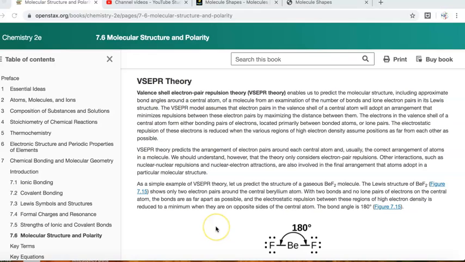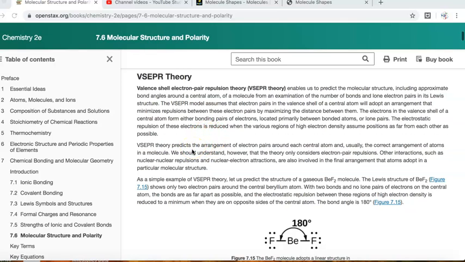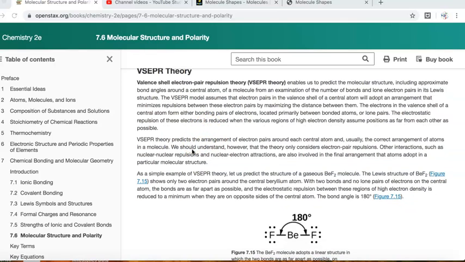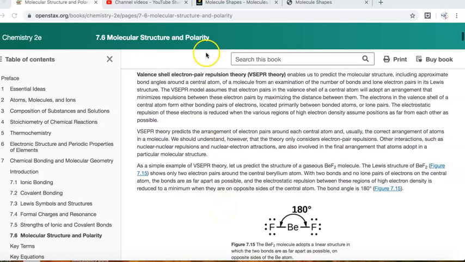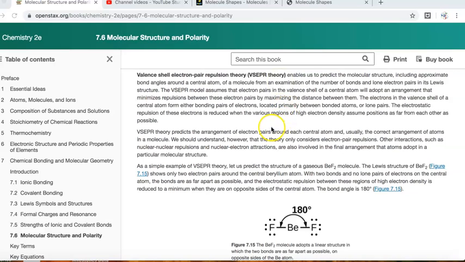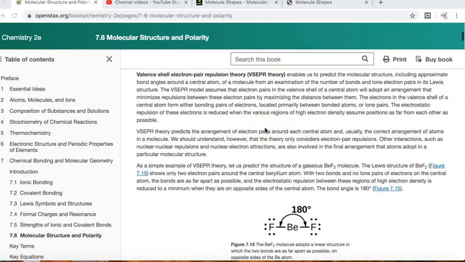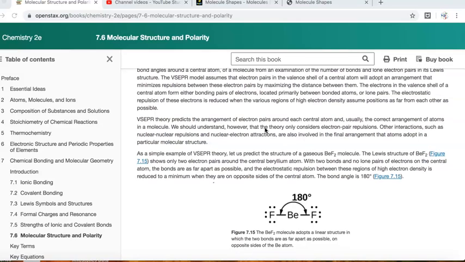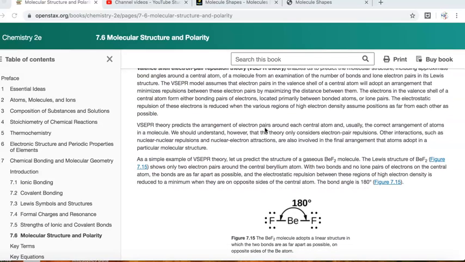So we need to learn a little bit about VSEPR theory. VSEPR is an acronym for valence shell electron pair repulsion theory. That enables us to predict the molecular structure, including the bond angles, for a molecule. All right, and so it's indicative of the number of bonds and the number of lone electron pairs in its Lewis structure. So drawing out the correct Lewis structure, of course, is vital in order to be able to predict the molecular geometry for the molecule.